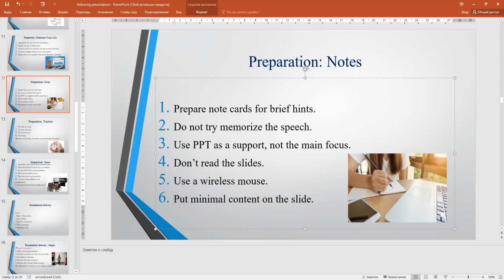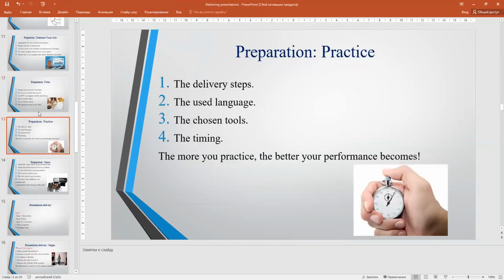And then finally, you can see put minimal content on the slides. You have to minimize your content on your slides as much as possible, but you should also keep the meaning.